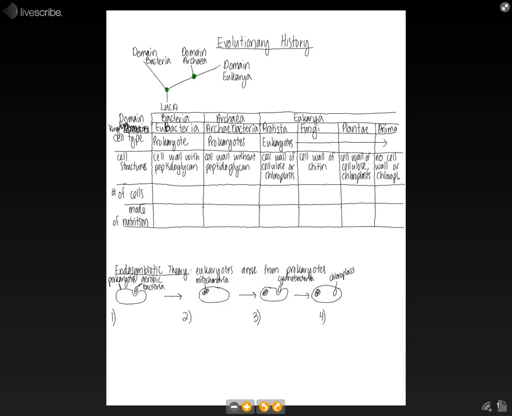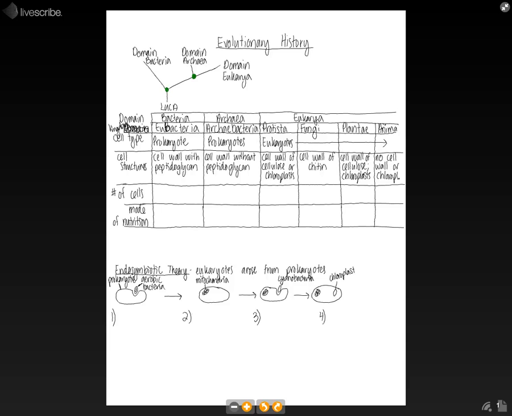The next thing that we're going to look at is some cell structures, specifically the cell walls and what they're made of. If we look at the eubacteria, I already have this filled out, their cell walls are made of peptidoglycan, and then the archaebacteria have a cell wall without peptidoglycan. So that's how we have a change there. Then when we get to our eukarya, we have another change in that our protists' cell walls are made of cellulose, or they can also contain chloroplasts within them.